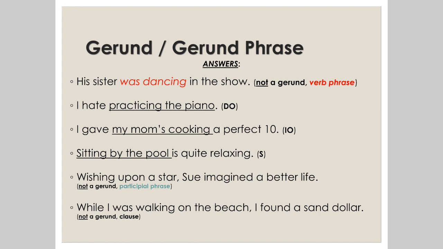"Wishing upon a star, Sue imagined a better life" is not a gerund, it's a participial phrase. "While I was walking on the beach, I found a $10" is not a gerund, it's a clause. Yes, you can see that "I found a $10" is a main clause, and "while I was walking on the beach" is a subordinate clause. That means it doesn't make sense on its own.